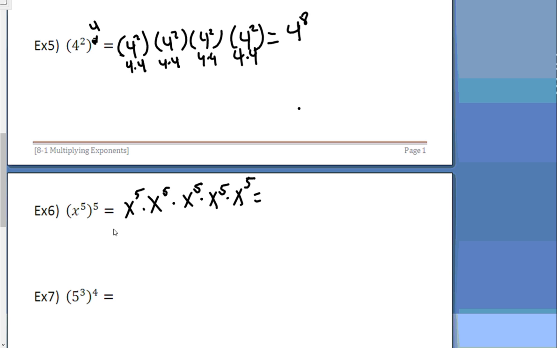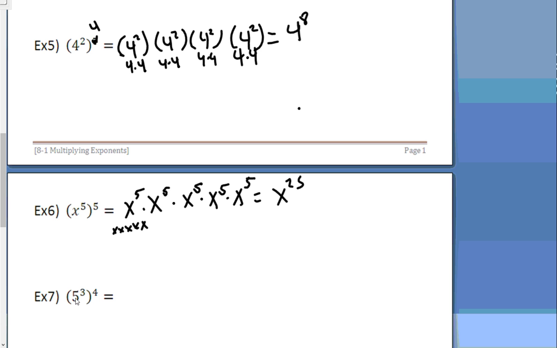Now, if you need to, you could multiply them out. You could say that, well, that's x, x, x, x, x. And every one of those would be that. So how many x's do I have? Well, 5, 10, 15, 20, 25. X to the 25th. Okay?